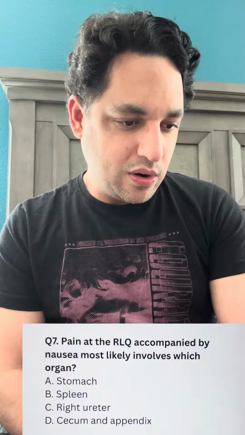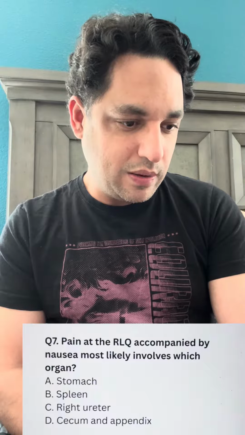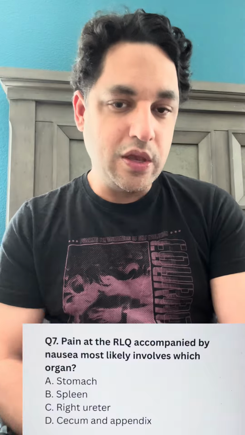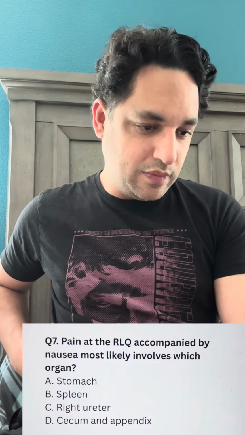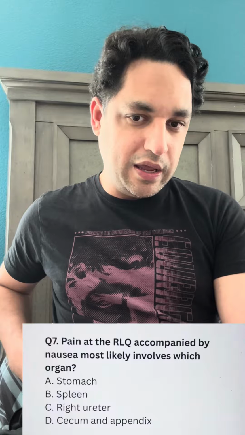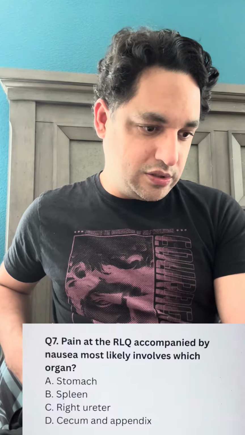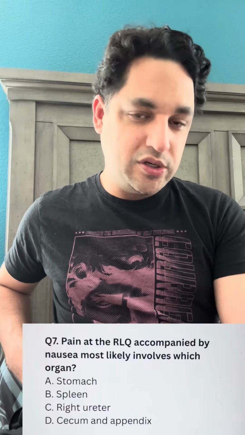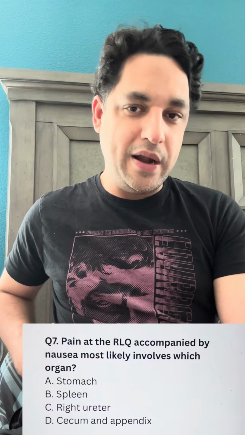Pain at the right lower quadrant accompanied by nausea most likely involves which organ? So right lower quadrant, GLA, A for appendix. So the answer is D, cecum and appendix. So appendix is there. So that's the wrap up.